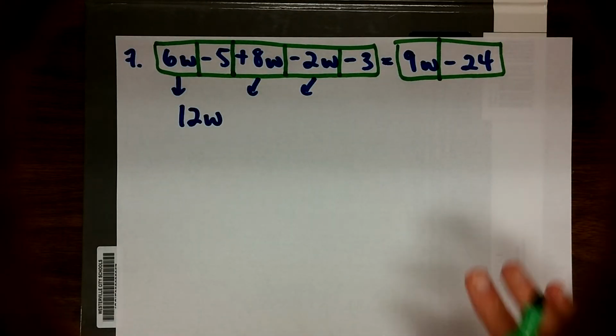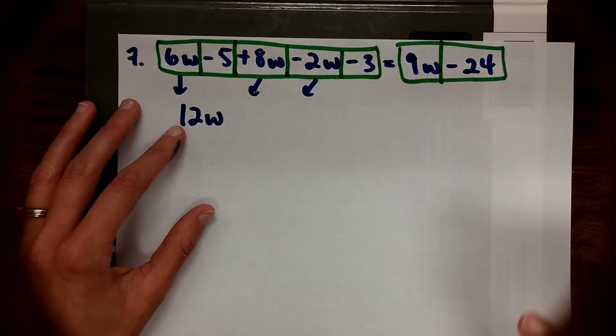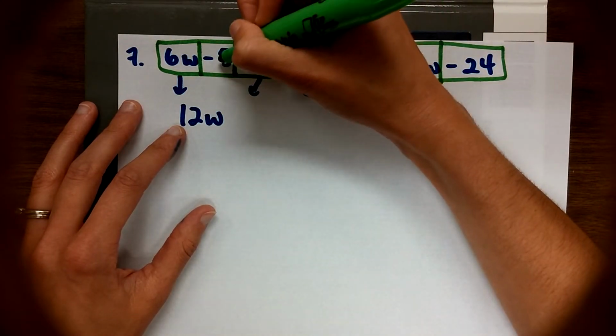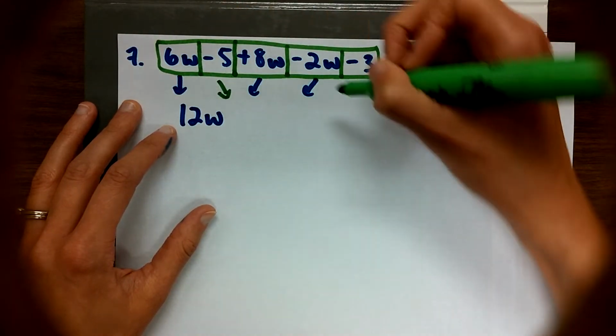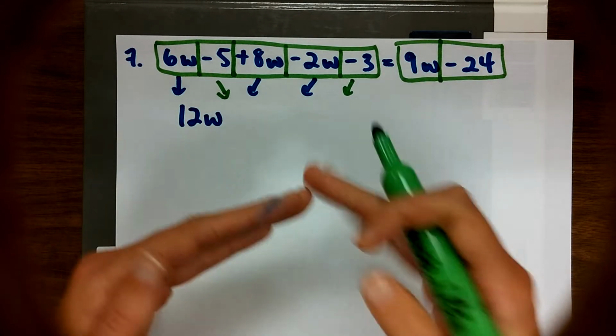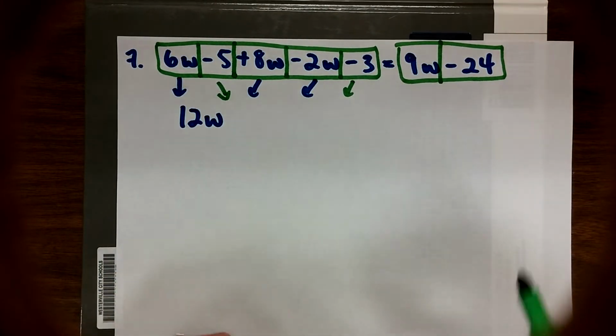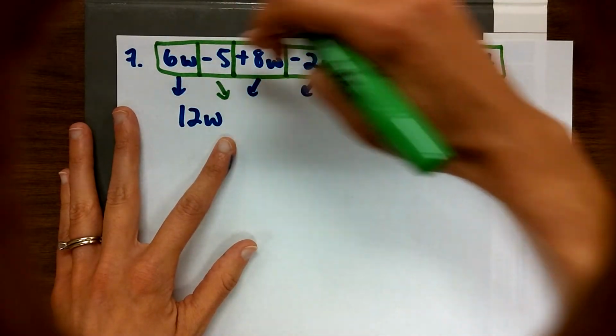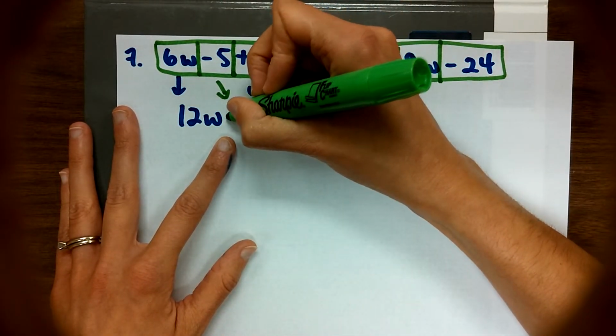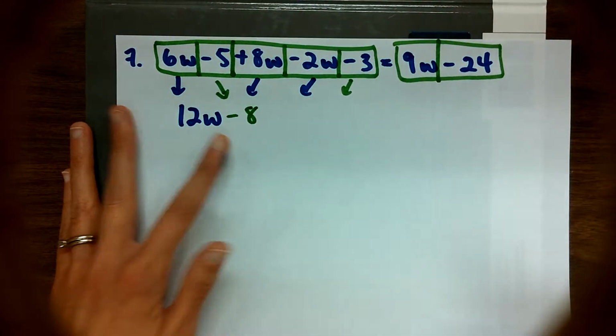Then I have some terms that don't have w in them, so constants. So I have a negative 5 and a negative 3, and I'm going to combine those. They're both negative, so when I add them, I'm going to get a bigger negative. So negative 5 plus negative 3 will give me negative 8 altogether.